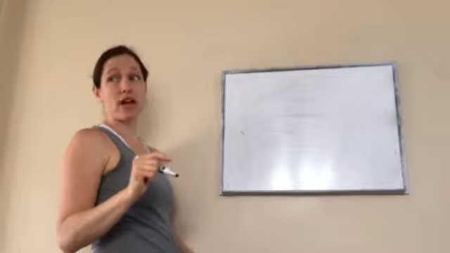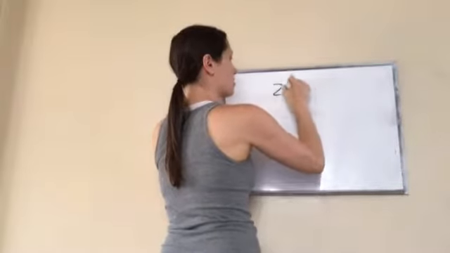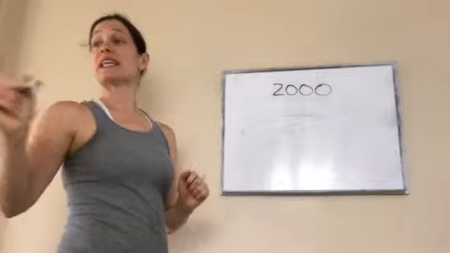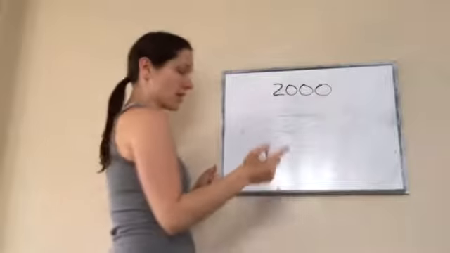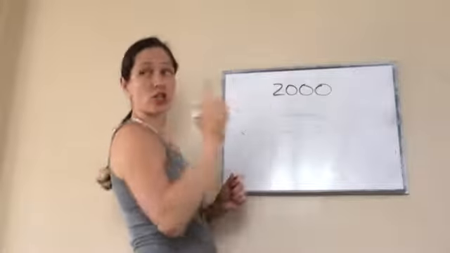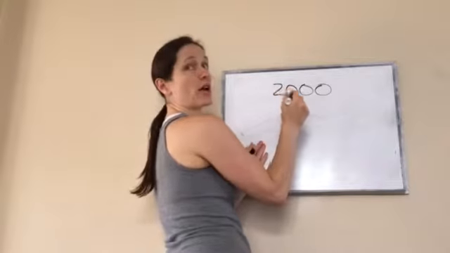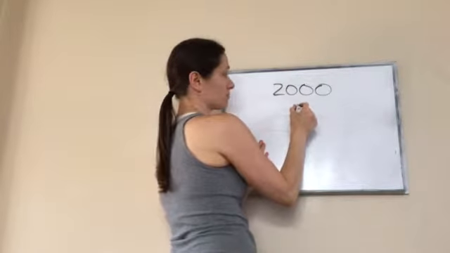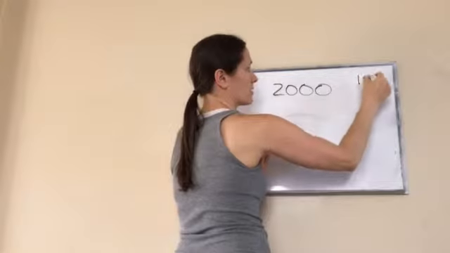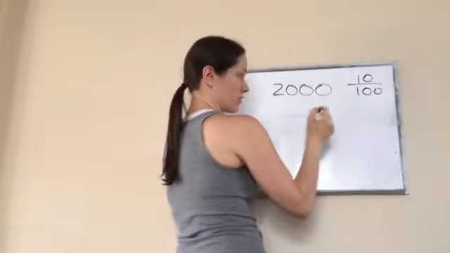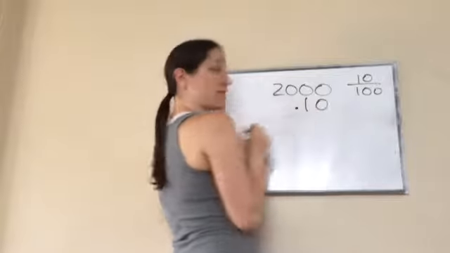Let's say I put $2,000 in. A lot more money. And I'm going to do 10%. So, watch what happens. 10% would look like what as a decimal? 0.10 over 100. Just 0.10. Very good. 0.10.